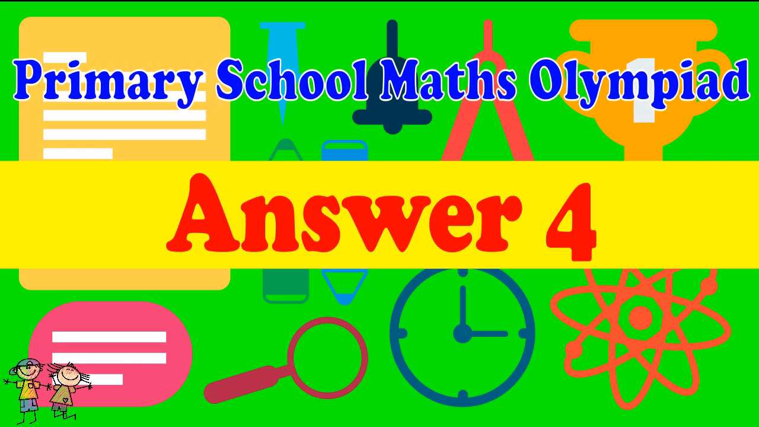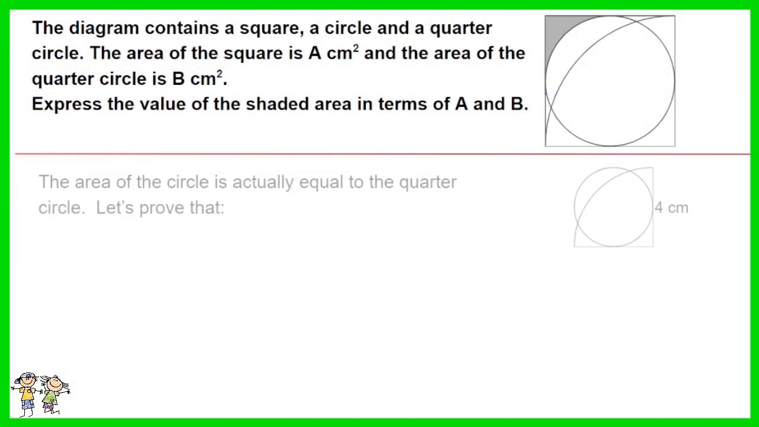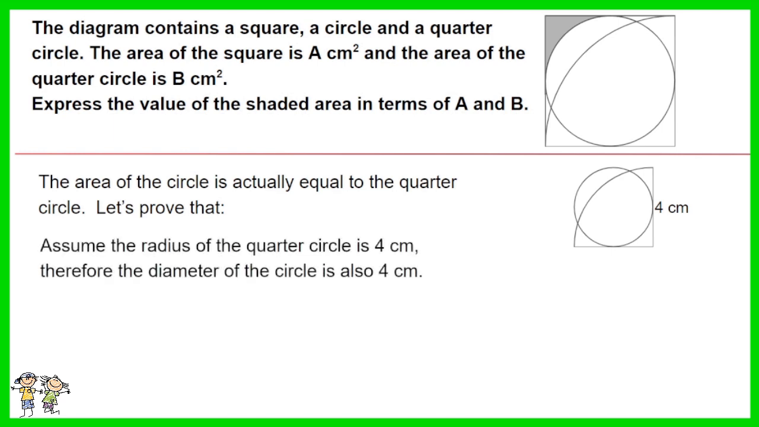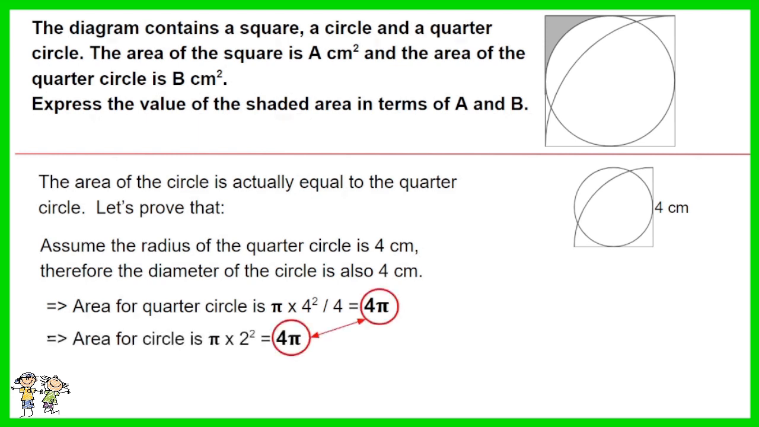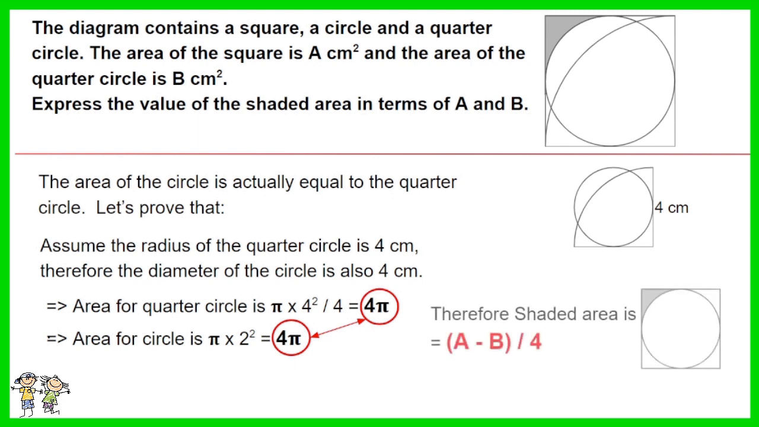Answer for question 4. The area of the circle is actually equal to the quarter circle. Let's prove that. Assume the radius of the quarter circle is 4 centimeters, therefore the diameter of the circle is also 4 centimeters. Area of the quarter circle is pi times 4 squared divided by 4, which is equal to 4 pi. Area of the circle is pi times 2 squared, which is also equal to 4 pi. Therefore the shaded area is the area of square minus area of the circle, which is A minus B, then divided by 4.